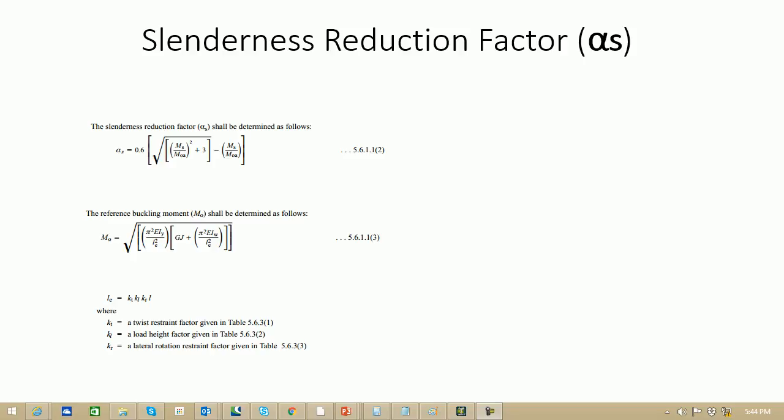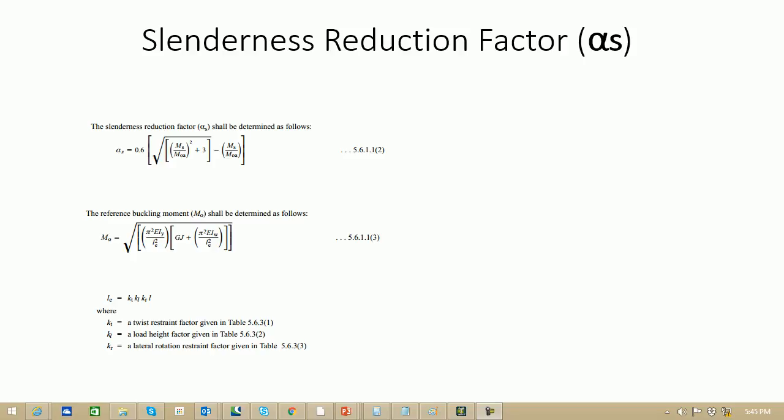Now here we will discuss the slenderness reduction factor, that is alpha S. The slenderness reduction factor along with the moment modification factor, that is alpha M, both of them constitute a combined factor to modify the value of MSX, that is the nominal section moment capacity, to determine the MBX, that is the nominal member moment capacity.